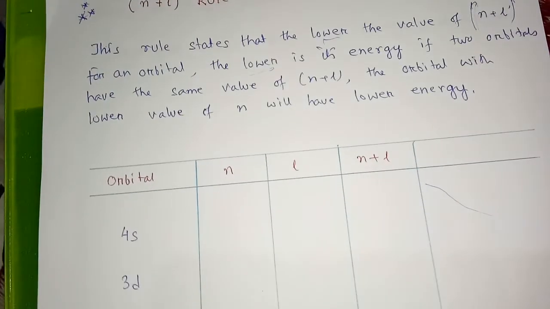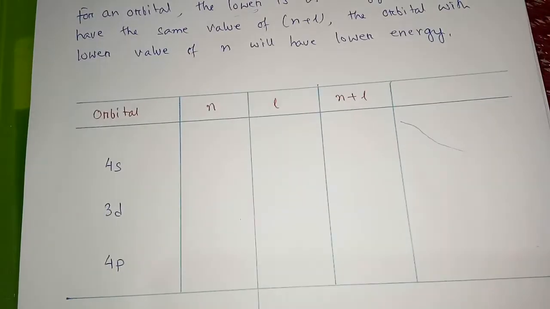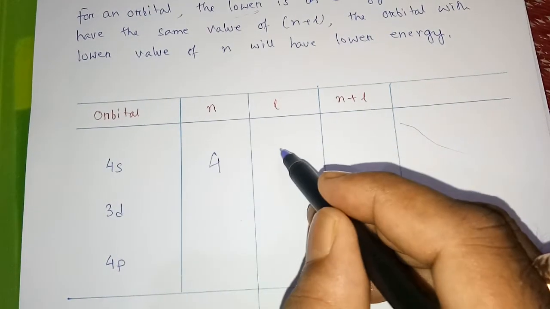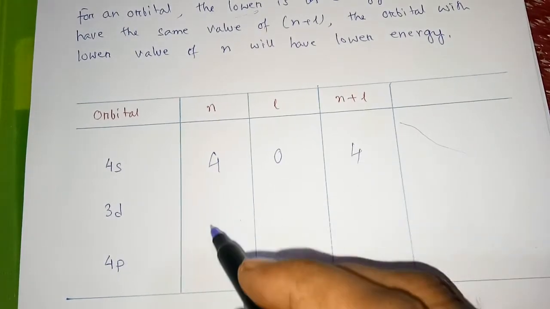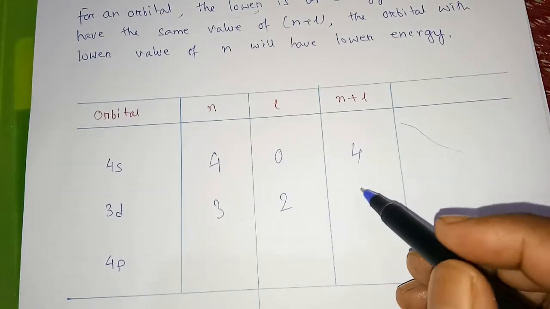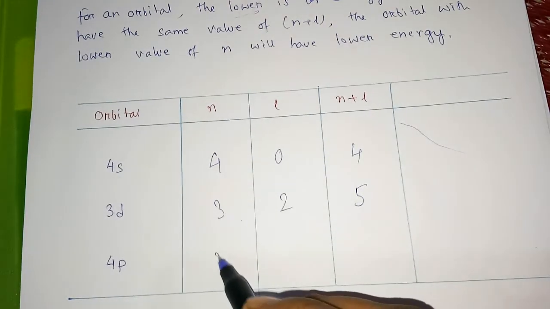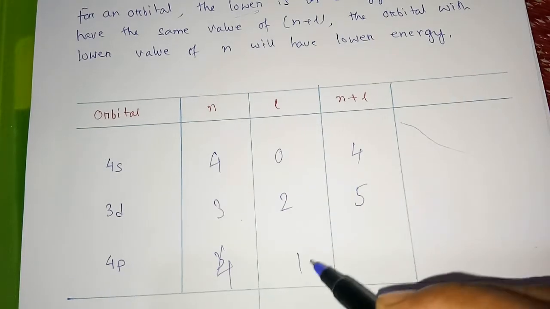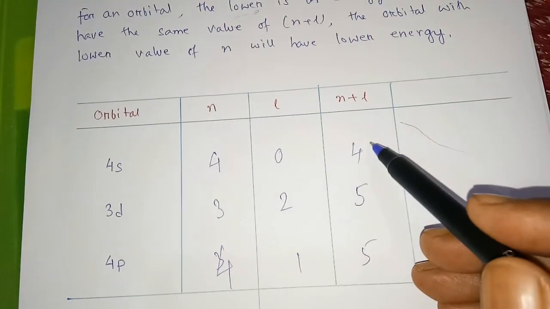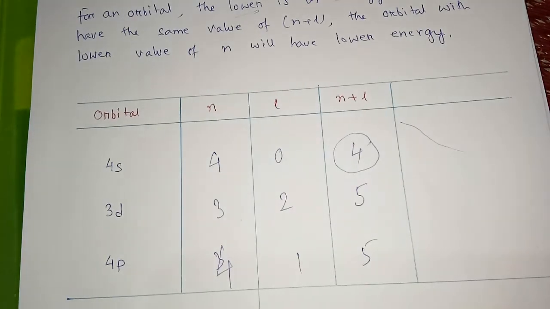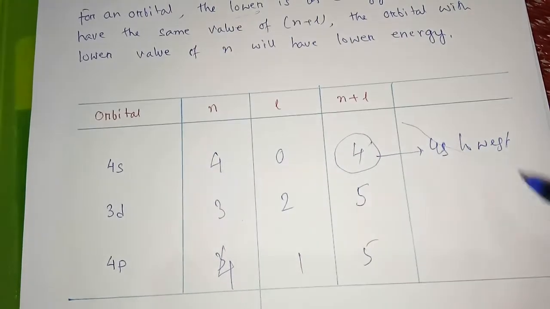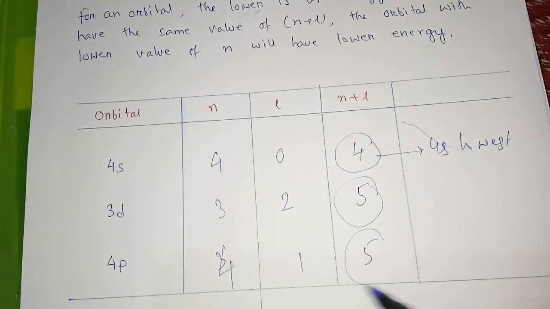So if I consider the orbitals like that, first of all we'll take an example, then we're going to understand this one. 4s: for 4s the value of n is 4, l equal to 0, n plus l is 4. For 3d the value of n is 3 and the value of l is 2. 3 plus 2 is 5. For 4p, this value is 4 and this value is 1, this value is also 5. Now out of that, the lower value of n plus l is this one. So it is concluded that 4s has the lowest energy among them.